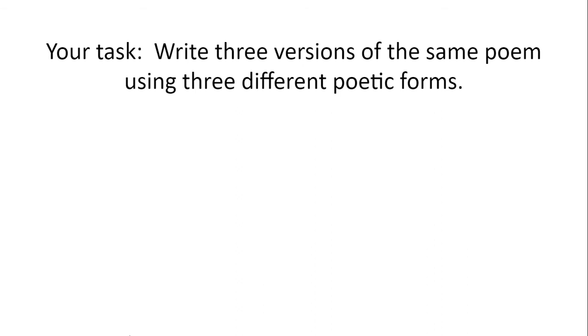Now, if we all spoke the same foreign language, I would absolutely love to give you an assignment where we play with translation. But since we don't all speak the same foreign language, we're going to play with translations in English. Now, what do I mean by that? Okay, your task is going to be to write 3 versions of the same poem using 3 different poetic forms. Meaning you'll write a poem, say, in free verse, and then you'll take the same ideas in that poem, put it into, say, sonnet form. And then you'll take the same ideas in that poem and put it into a form like a villanelle or a haiku or a limerick.